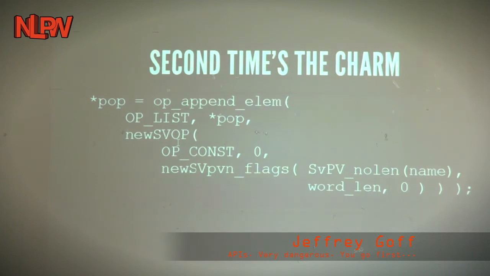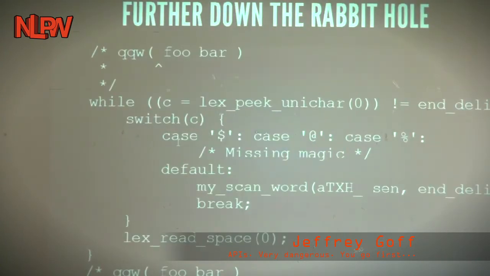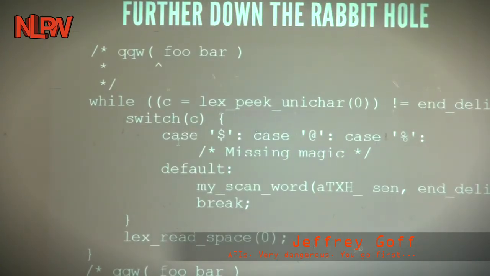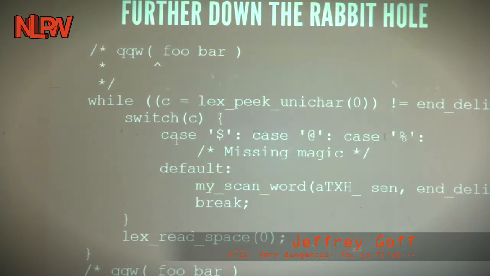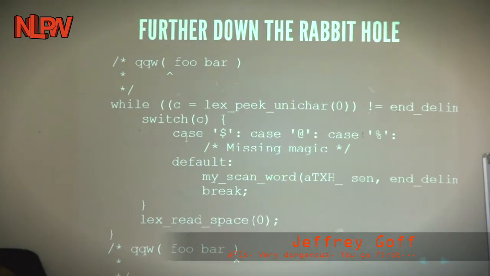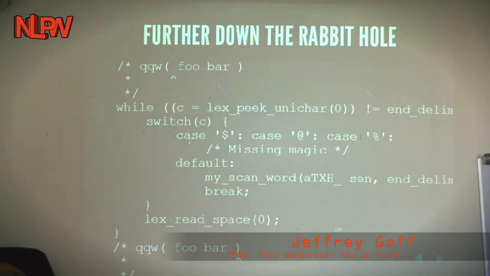Moving on. Let's see where I am on this. Right, I'm trying to remember what I was doing. I can't make subroutine calls in there. What's that? No subs in there.